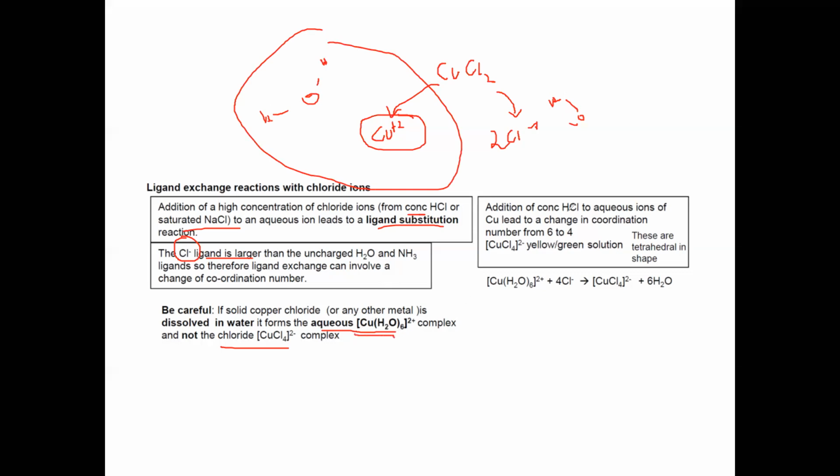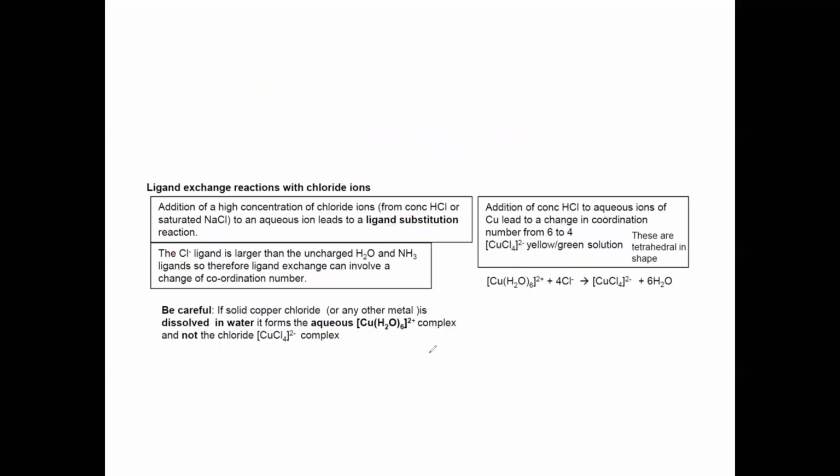If in this complex we add concentrated hydrochloric acid, too much hydrochloric acid, what happens? Chloride ions will replace the water molecules and it will form CuCl4. The coordination number also changes. Here the coordination number was 6, meaning the number of dative bonds, but with chloride the coordination number is 4, because chloride is larger in size and there is a charge on it, so the coordination number will decrease. Is it clear? Any doubt in this? No.